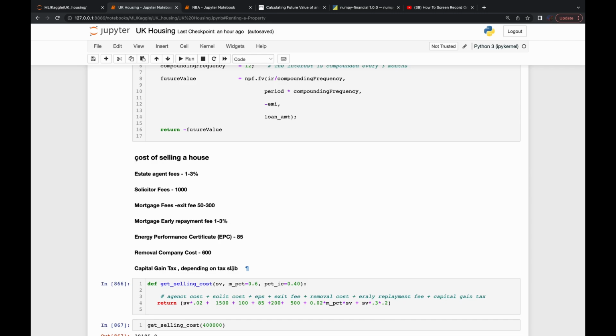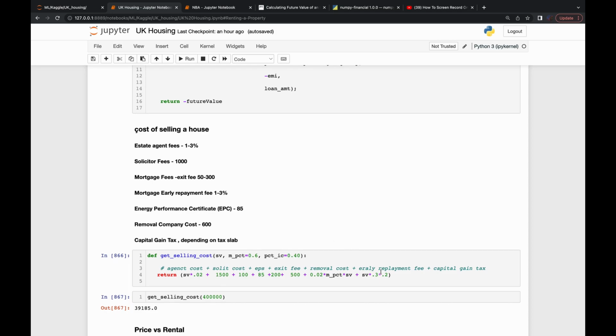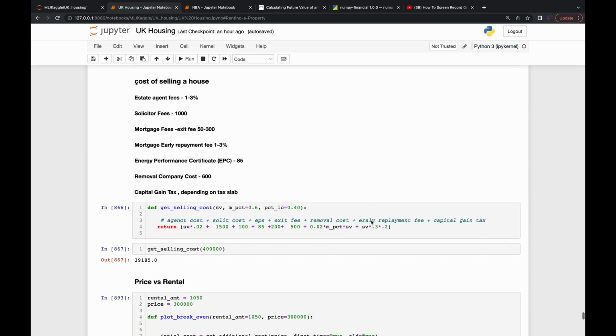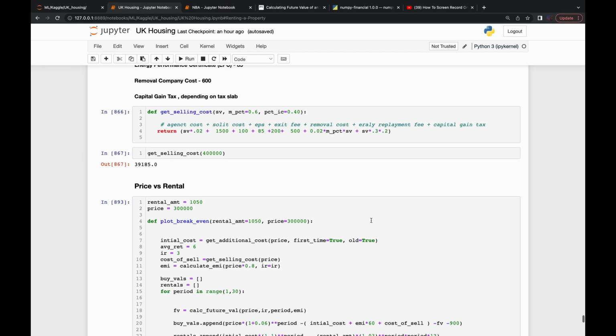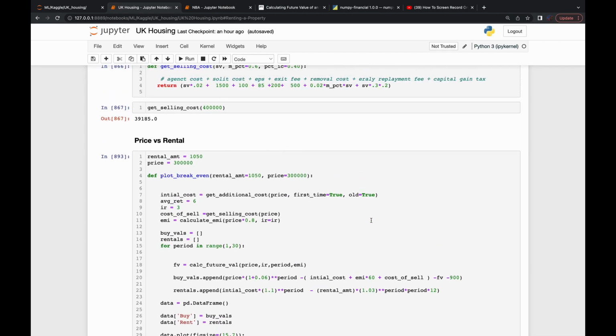So for my calculation, I have taken roughly 20%. I have taken 30% as the tax slab. Okay. Now let's come to the final thing: price versus rental.